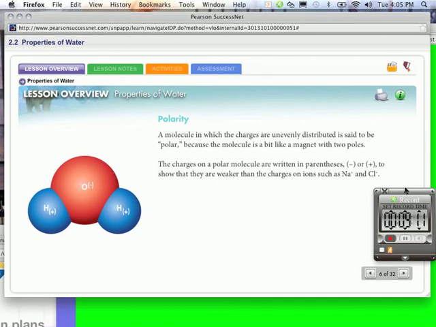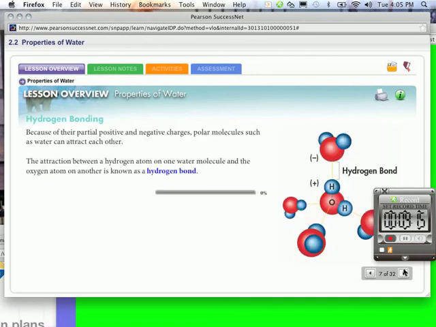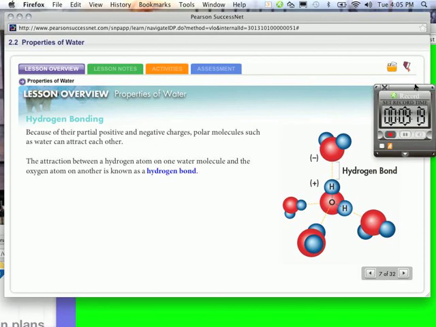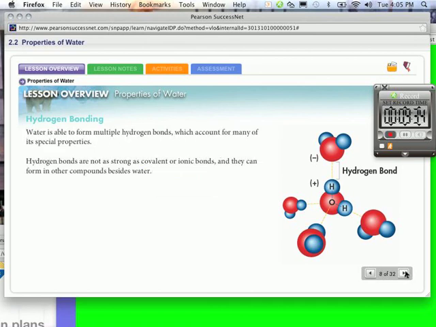Because of their partial positive and negative charges, polar molecules such as water can attract each other. The attraction between a hydrogen atom on one water molecule and the oxygen atom on another is known as a hydrogen bond. Water is able to form multiple hydrogen bonds, which account for many of its special properties. Hydrogen bonds are not as strong as covalent or ionic bonds, and they can form in other compounds besides water.